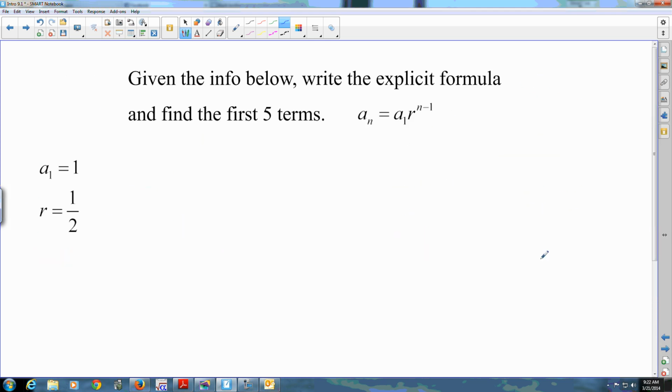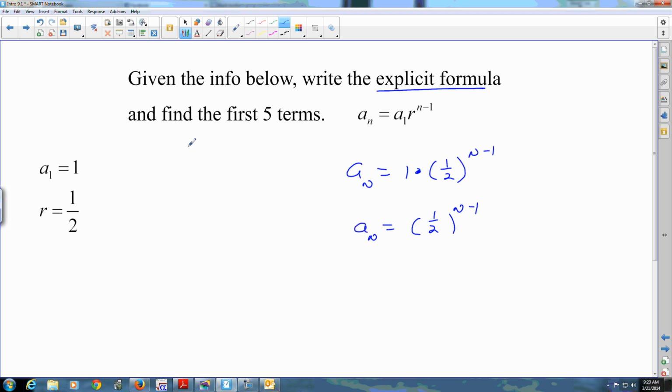Okay. Given this information below, write the explicit formula and find the first 5 terms. Okay, so here's the pattern for a geometric sequence. A sub 1 is 1, so A sub n is equal to 1 times the common ratio, which is a half. Because it's a fraction, I need to put it in parentheses, raised to the n minus 1. Okay, do I really need the 1 sitting out front? Nope. So that would just be a half to the n minus 1.